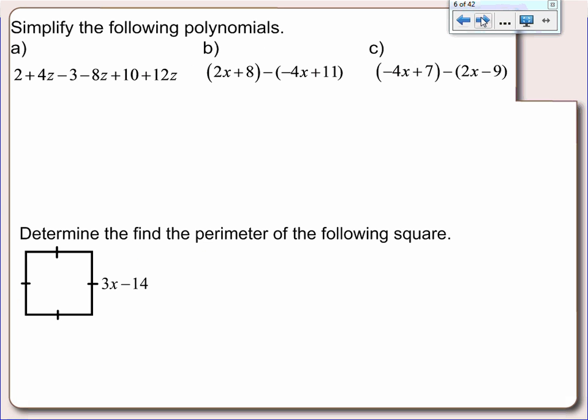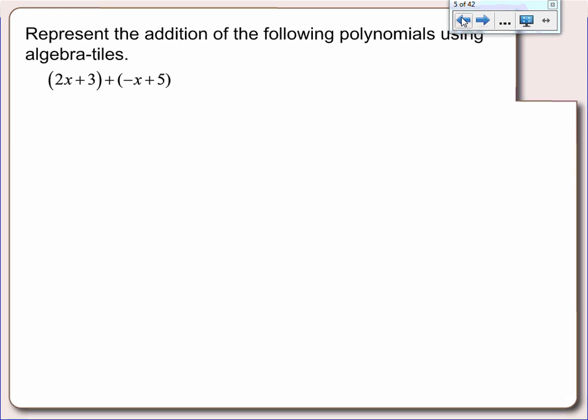All right, so we're going to practice one more time. We're going to represent the addition of the following polynomials using algebra tiles. So we're going to use algebra tiles to try to add together some polynomials. Notice that this is two binomials. So this is a binomial. And this thing's a binomial. We're going to represent the first binomial using our algebra tiles.